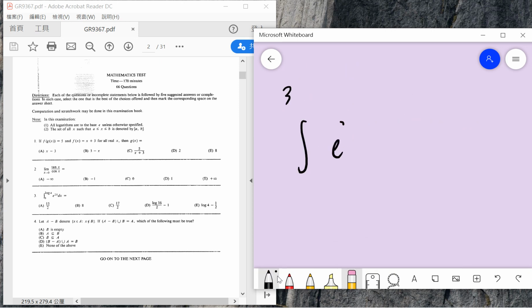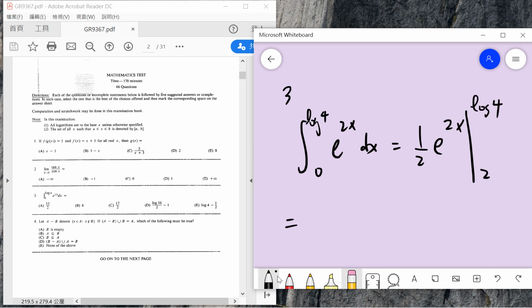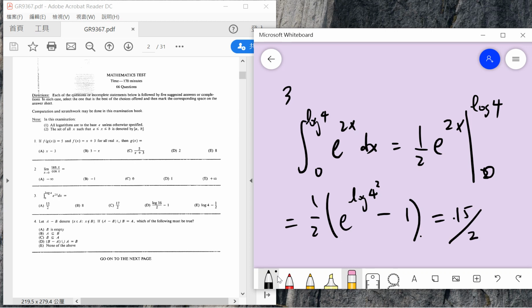Number 3, simple integration. So this is half exponential 2x. This is 0, so the answer is exponential log 16 minus 1, so it's 15 over 2 divided by 2, so the answer is A.